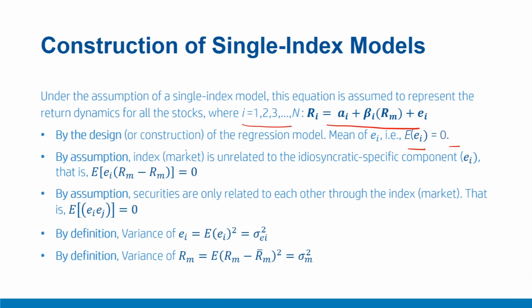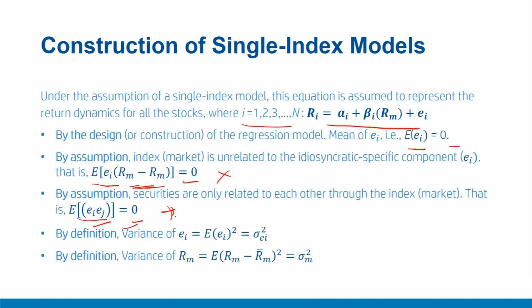Then by assumption, the index is unrelated to the idiosyncratic component, which is Ei or the error term, that is, the expectation of Ei and market is 0. That means market returns and error terms are not correlated. There is no correlation between error and market, or residual or stock specific term and market. Also, securities are only related to each other through the index, which is market. That is, there is no correlation across securities between two stocks. Between two stocks, the residual terms or stock specific terms have no correlation or covariance, in other words.